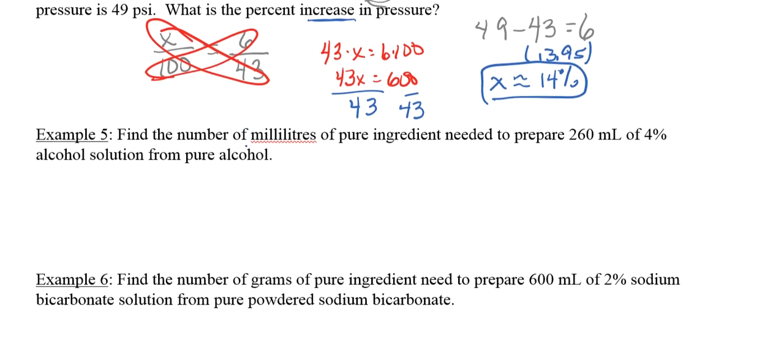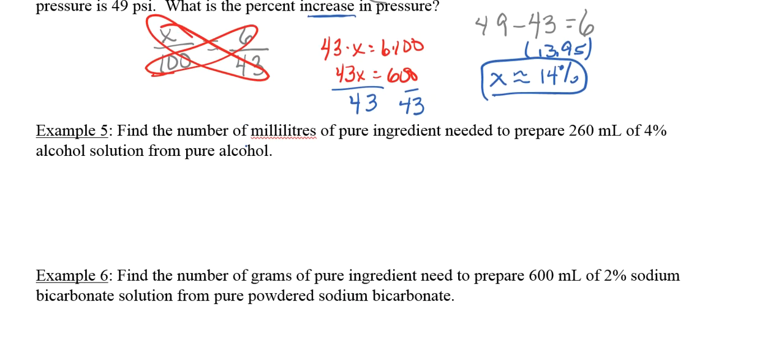Find the number of milliliters of pure ingredient needed to prepare 260 milliliters of 4% alcohol solution from pure solution. So I need 260 milliliters of 4% alcohol solution. I actually find this easier to think about if I was actually standing and doing it. So here's my container, and I need 260 milliliters at 4%. So this is my final result.